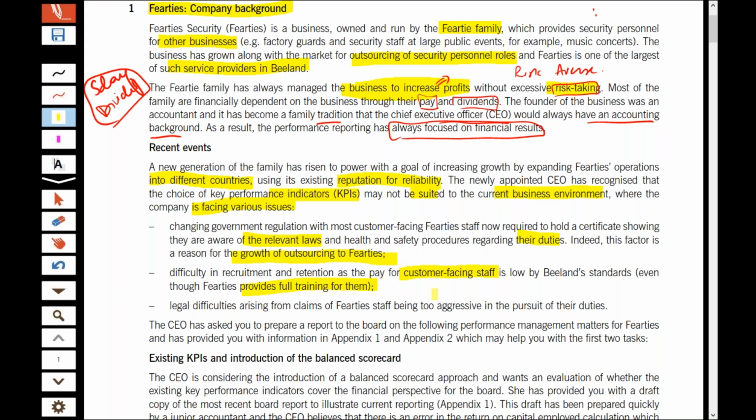Legal difficulties arising from claims of Fairde's staff being too aggressive in the pursuit of their duties. So there are three problems which are arising with respect to them.